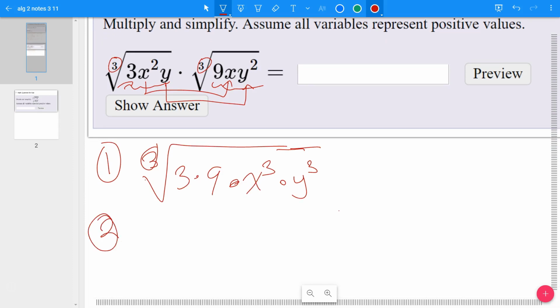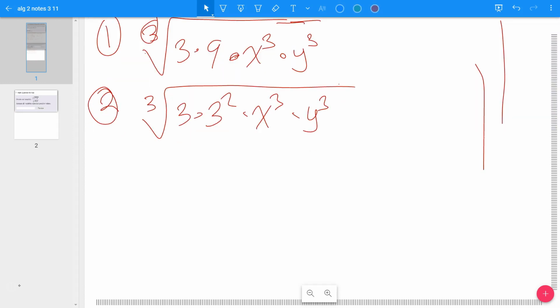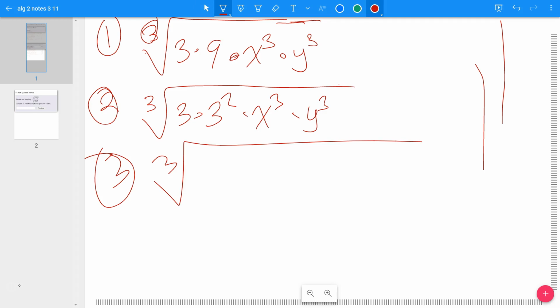So to do that, I'm going to rewrite the 9 as 3 squared. So it becomes 3 times 3 squared times x cubed times y cubed. And then, let me push this down. So then it becomes the following at this next step. Third root, or the cube root if you like. Then it's 3 times 3 squared, which is 3 cubed. And you see how when you bring it into that form, the index and the exponent match. Then it's x cubed, then it's y cubed.